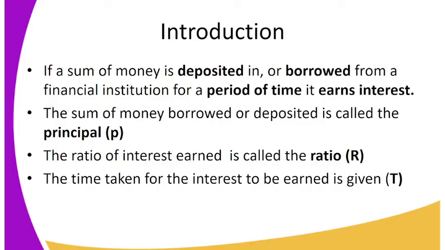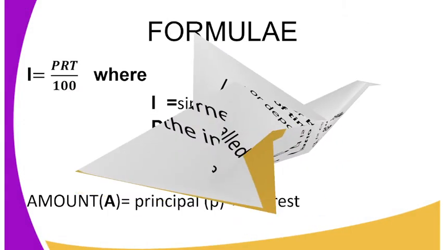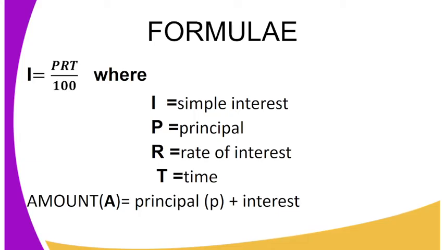So this is the formula for calculating simple interest. I, which is the interest, is equal to P times R times T over 100, where I is the simple interest, P is the principal, the money borrowed, R is the rate of interest, and T is the time, the period you take to pay your loan. And then the amount is given by the principal plus interest.